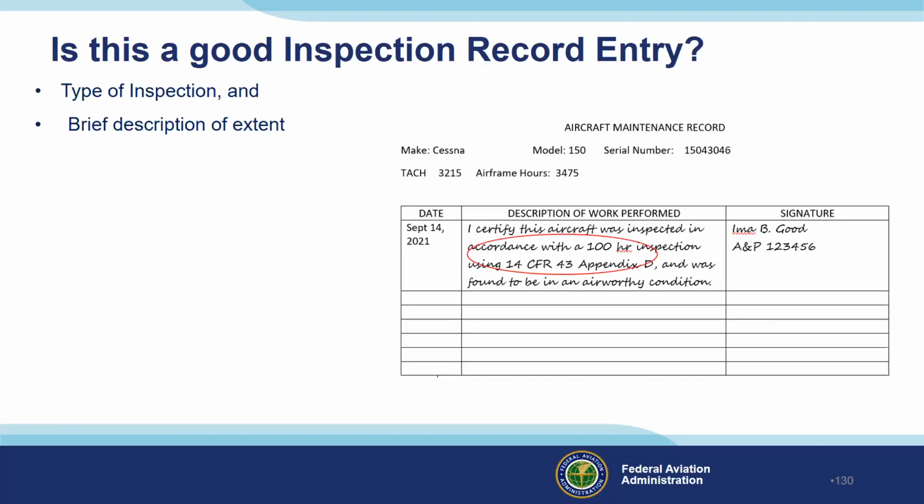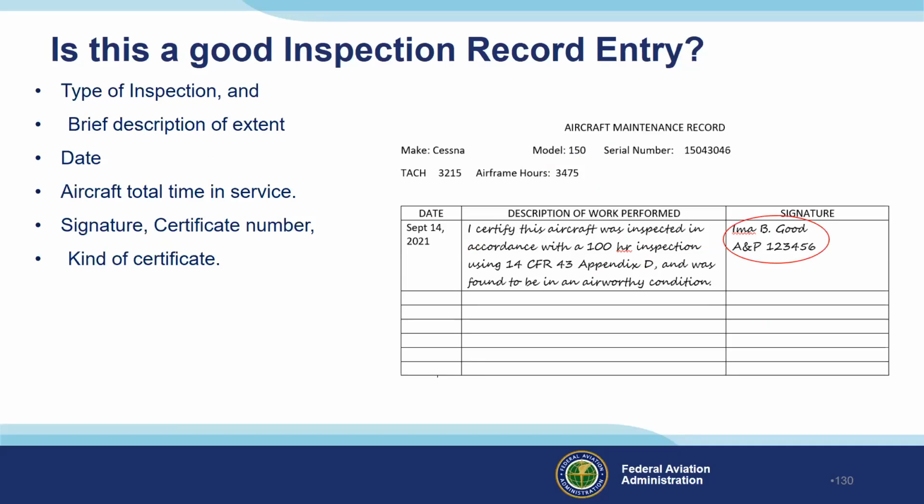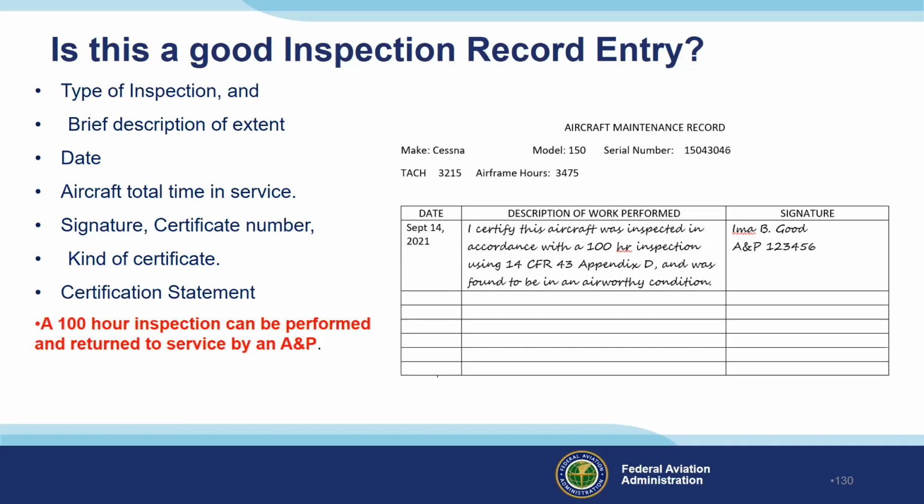Let's look at one more. It's got the type of inspection and the brief description of the extent. It's a 100-hour inspection. They used 43 Appendix D. There's the date, time, signature, certificate, and kind of certificate. It's got the certification statement too. Certifies that it's in airworthy condition. And a 100-hour can be performed and returned to service by an A&P. So yes, this is a valid entry.